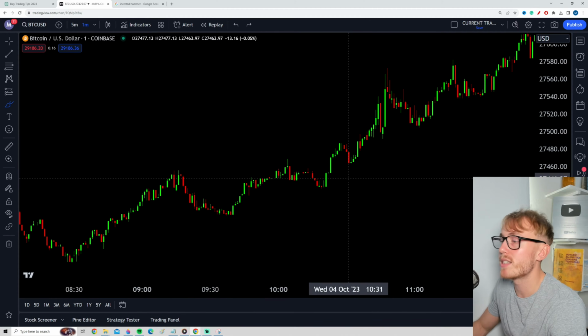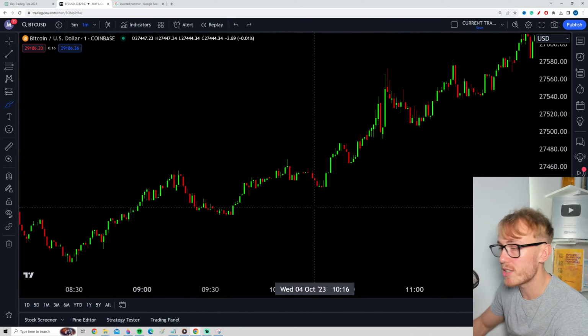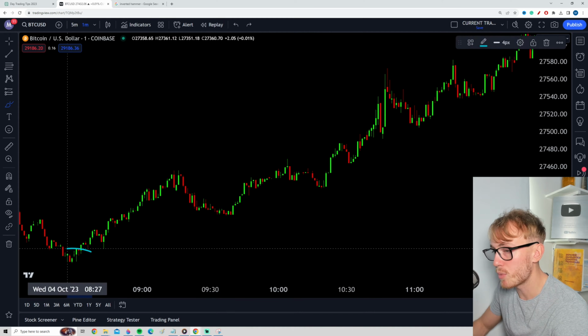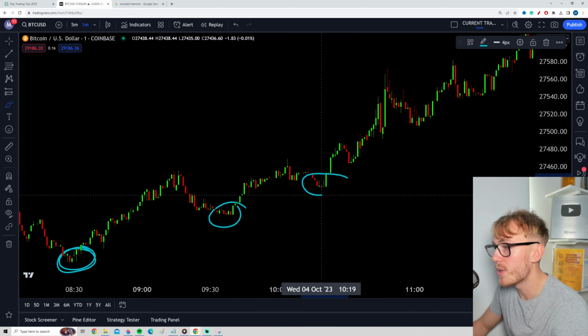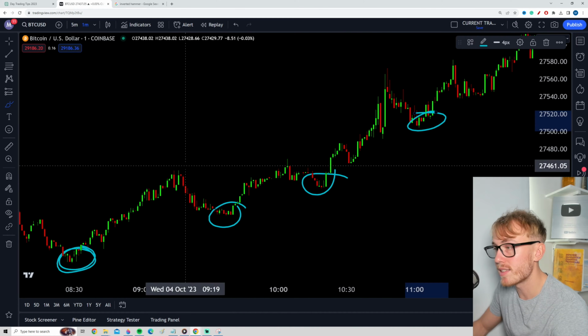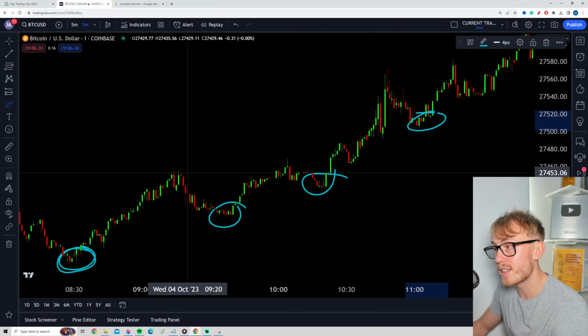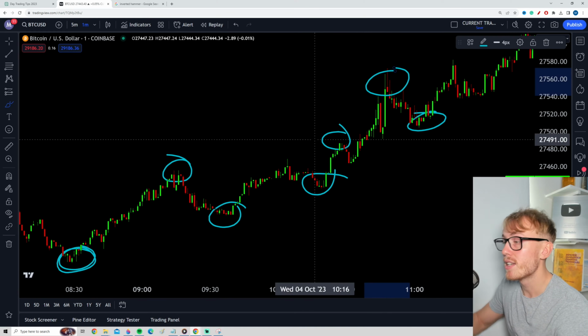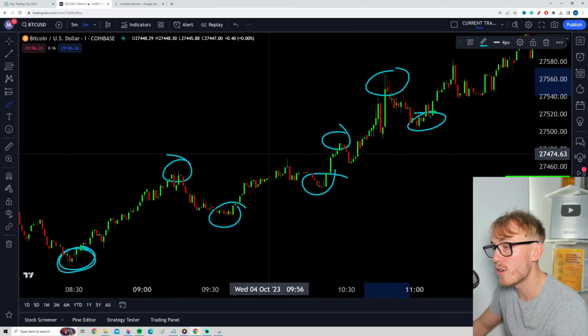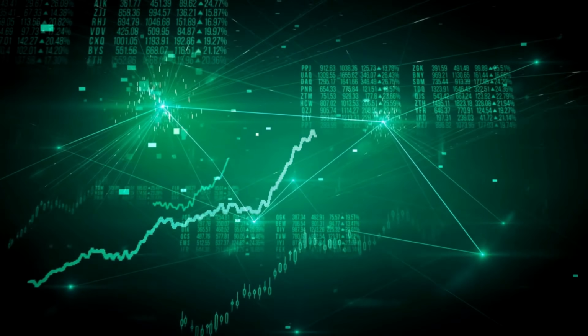Step number one is to identify the trend direction. In this case, we can see that we're printing consecutive higher lows. You can see one low, higher low, higher low, higher low, while at the same time, we're printing consecutive higher highs, one high, higher high, higher high. So we're printing both higher highs and higher lows, and this means that we are in an uptrend.